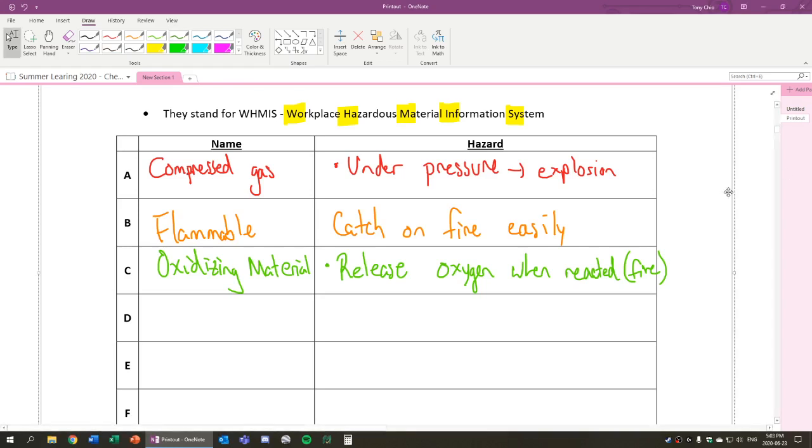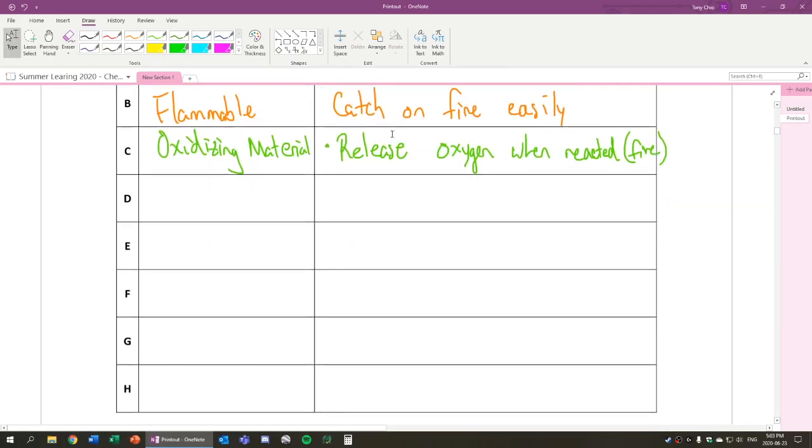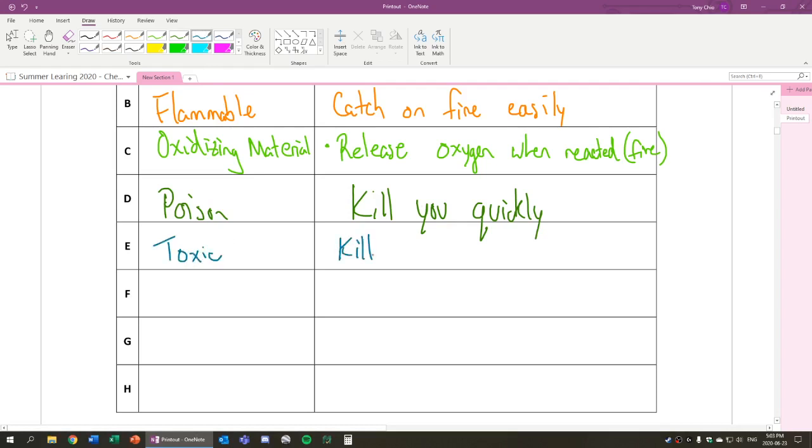For D, E, and F, they're actually part of one category, but we're going to separate them into different ones. Poison is the first one. It's the skull and bone one. Poison can kill you quickly. For example, rat poison, bleach, anything that can do harm to you suddenly is poison. E is toxic. Toxic kills you slowly, or kills you after repeated exposure. For example, asbestos or lead.